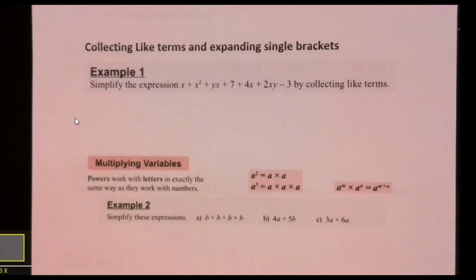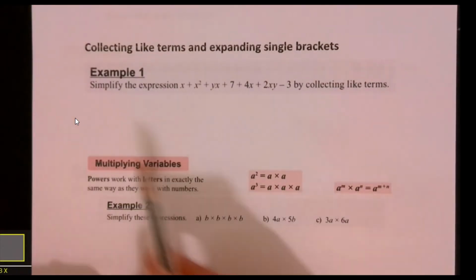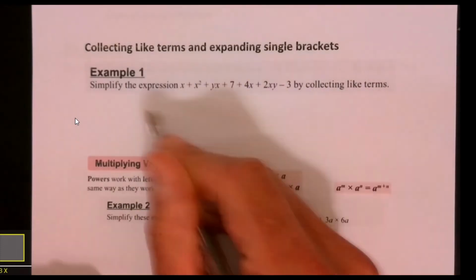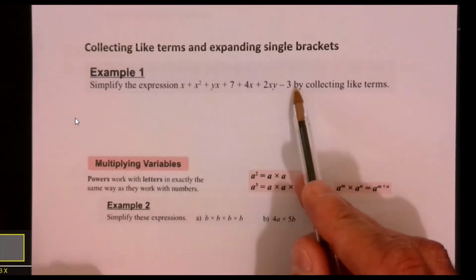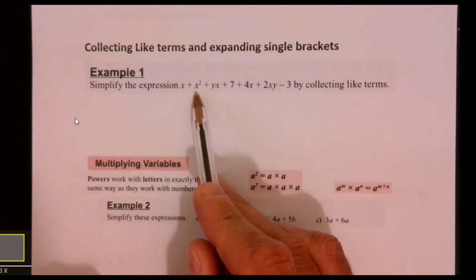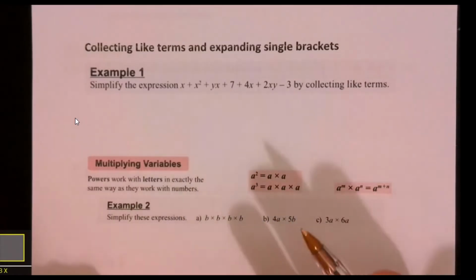Welcome to collecting like terms and expanding single brackets. So let's whiz through a few examples. All right, so this is an expression. It's not equal to anything. If it was equal to something, that would become an equation. So this is an expression, and it's made up of lots of terms, lots of bits. So all we're going to do is tidy it up a little bit.